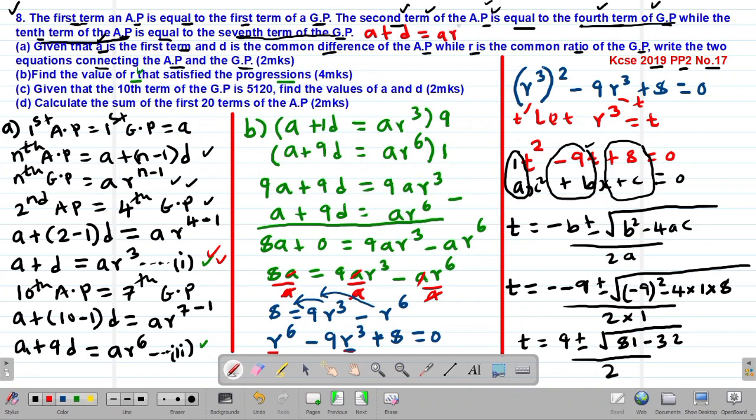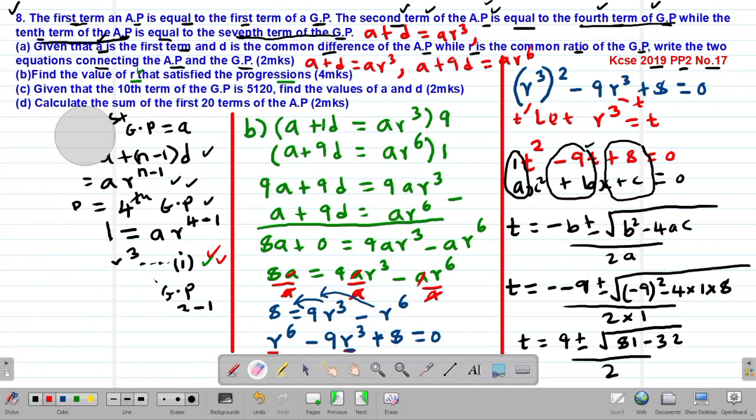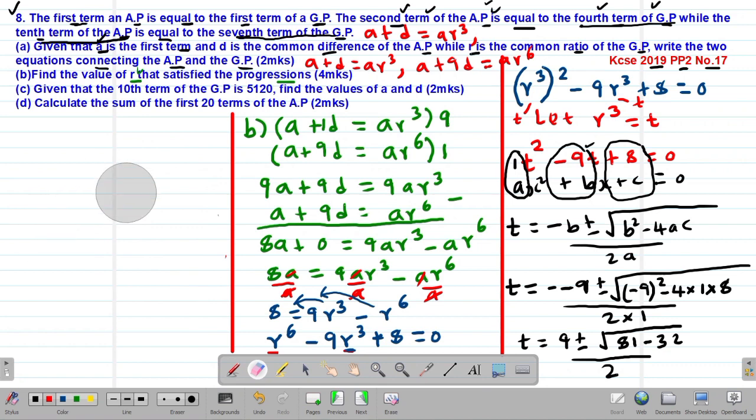Then my second equation was A plus 9D. This one was equivalent to AR to the power of 6. Okay, let me rub this particular area here so that I can proceed with my working. So I'll end up with the following.